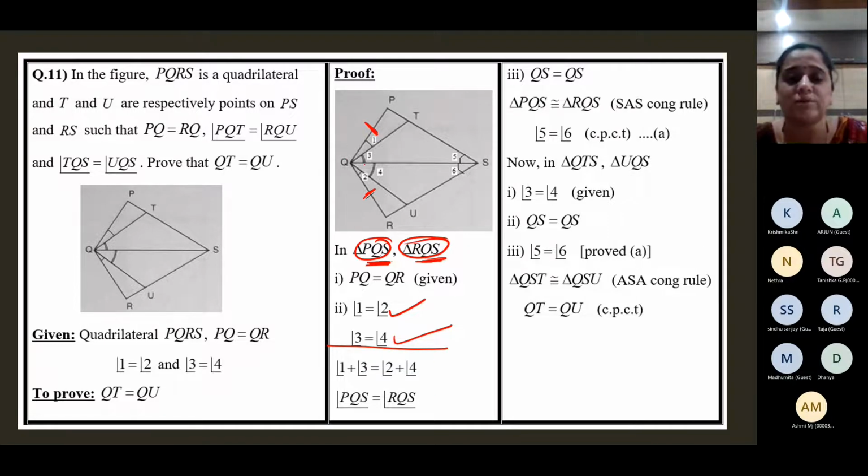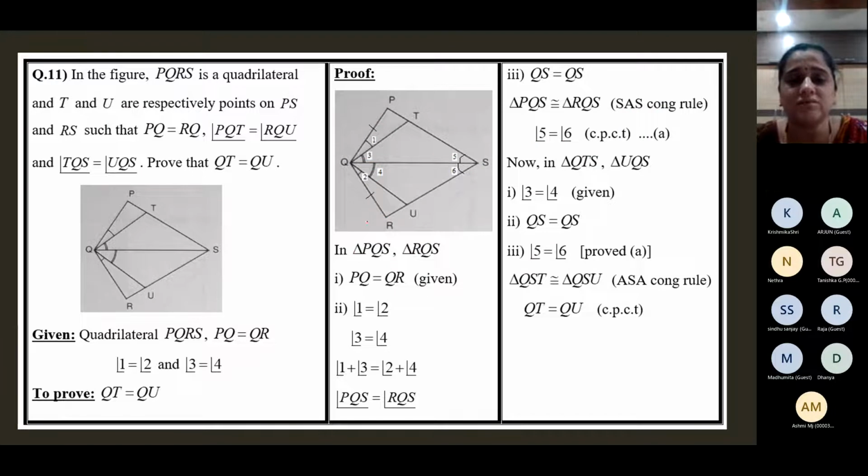And then QS is the common side. So SAS, the triangles are congruent. I have taken 5 is equal to 6 because I'm going ahead with these two triangles. So please write this one as 5 and this one as 6 if you're going ahead with these two triangles. So 5 is equal to 6, CPCT.